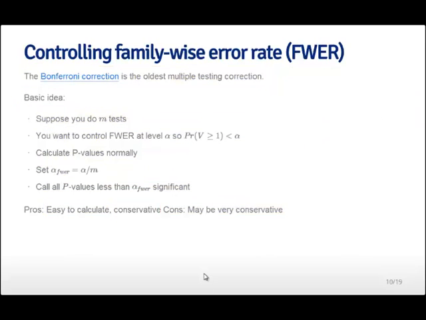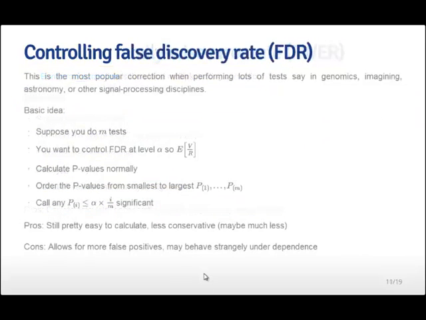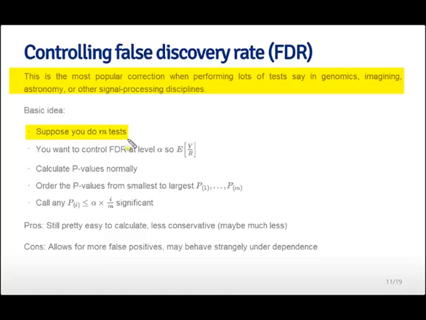So that's where the false discovery rate comes in. It's probably the most popular error rate or multiple testing correction when performing very many hypothesis tests. These examples, like I said, came up in genomics, imaging, astronomy, or other signal processing disciplines in particular, but it also comes up in a lot of other different places. So the basic idea here is, suppose you do M hypothesis tests and you want to control the false discovery rate at level alpha, so the expected number of false discoveries divided by the total number of discoveries is controlled.